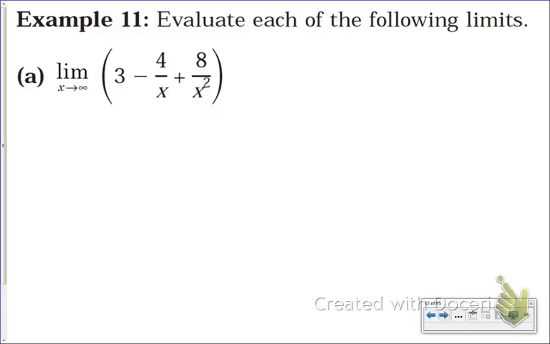So for example, what happens to this one as it goes to infinity? This term. What happens to that middle term as it goes to infinity? 4 over infinity is 0. What about this one? 0. So what's the limit of this? 3. Perfect.